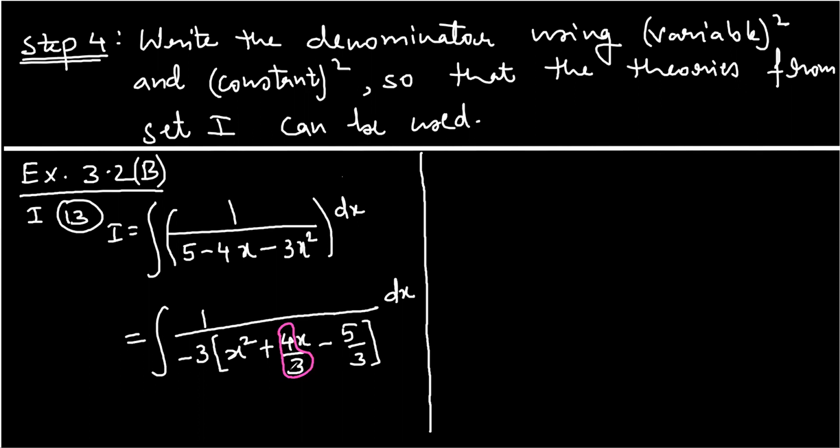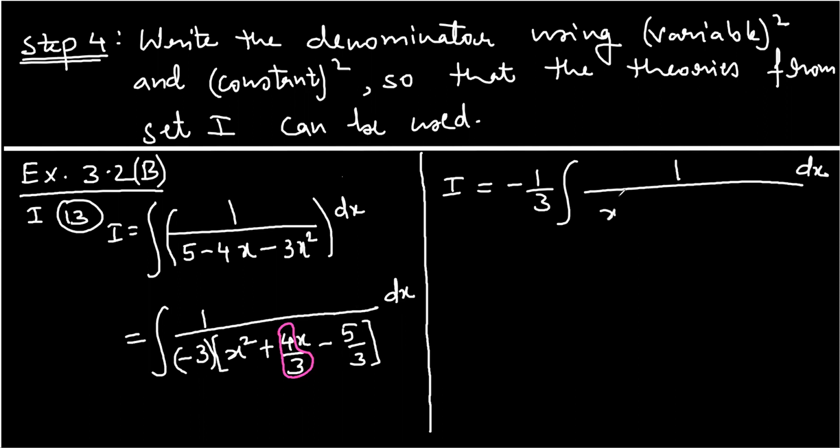What I will do is add 4 by 9 and subtract 4 by 9. So I equals, first of all, the minus 1 upon 3 is out. The negative 3 in the denominator, which is a constant, I shall write outside. And here I have 1 dx, and the denominator is x square plus 4 upon 3 x plus 4 by 9 minus 4 by 9 minus 5 by 3. I add the last term, so I subtract the last term.